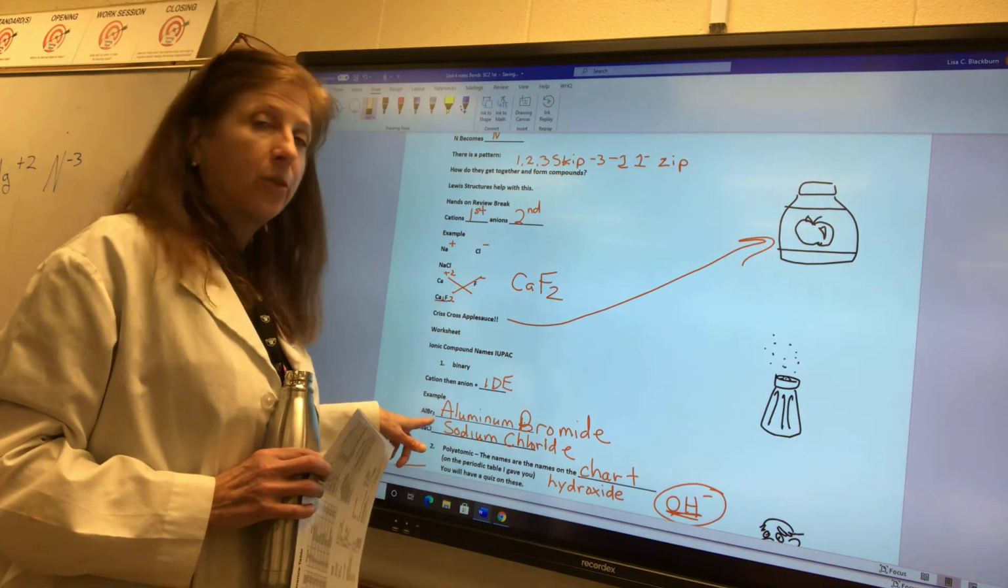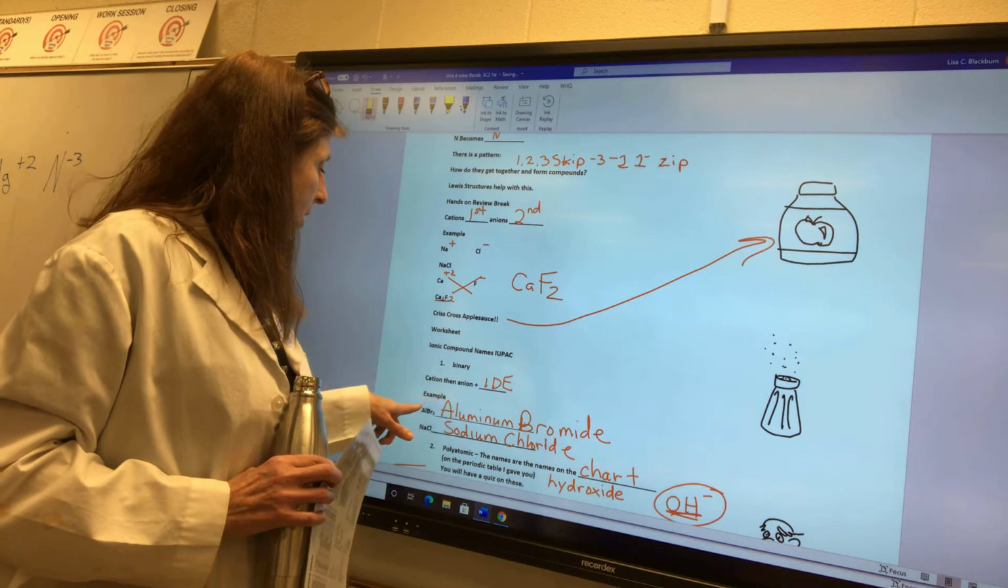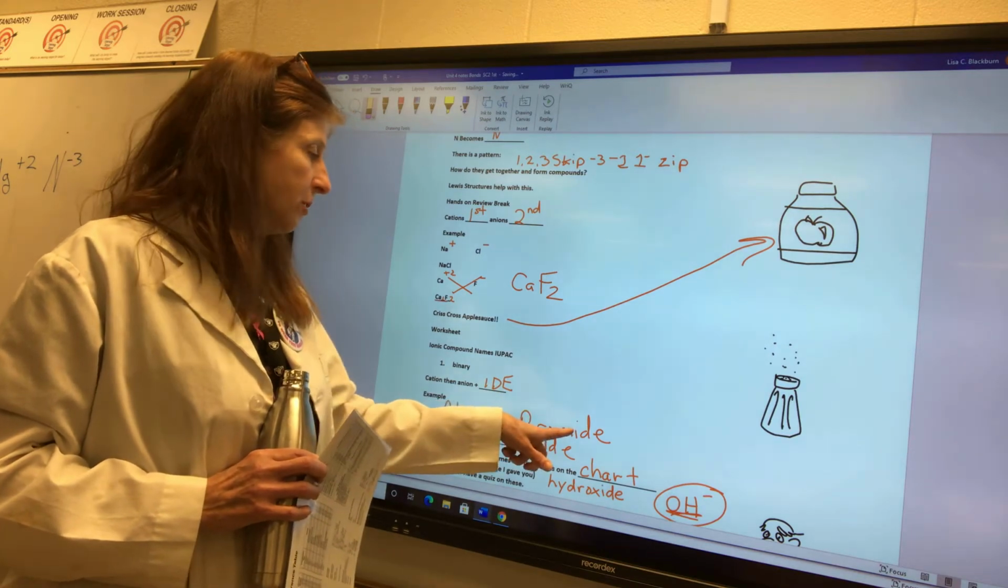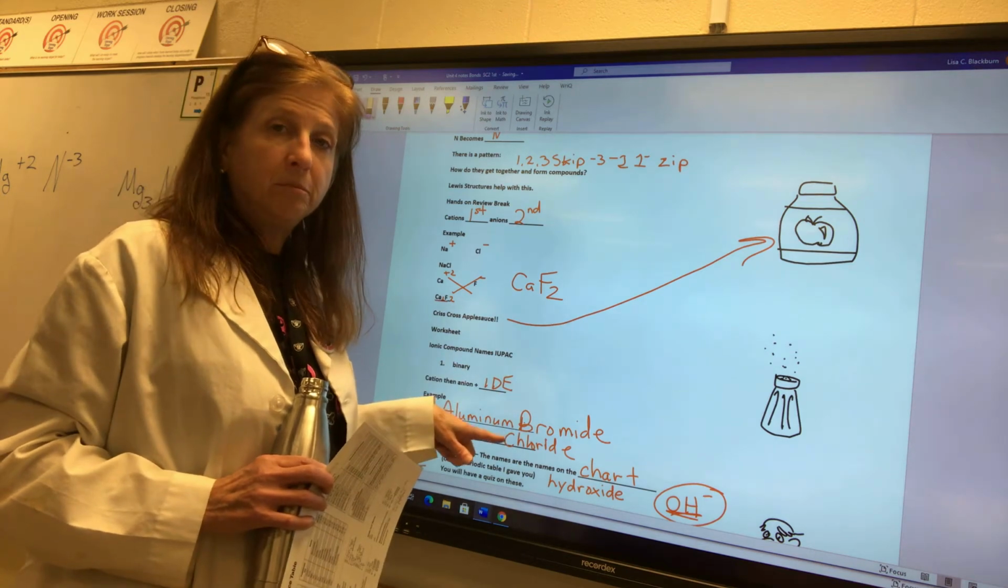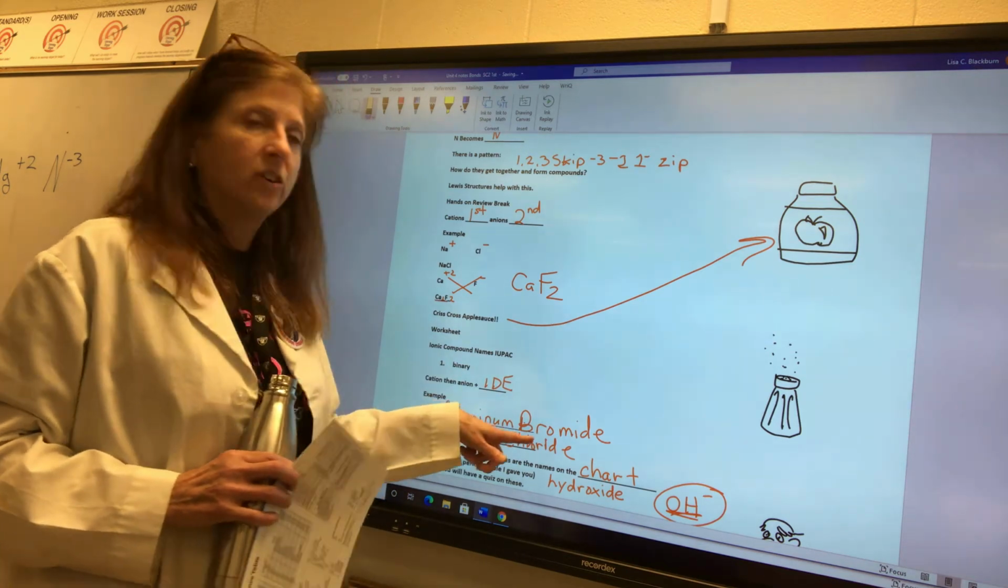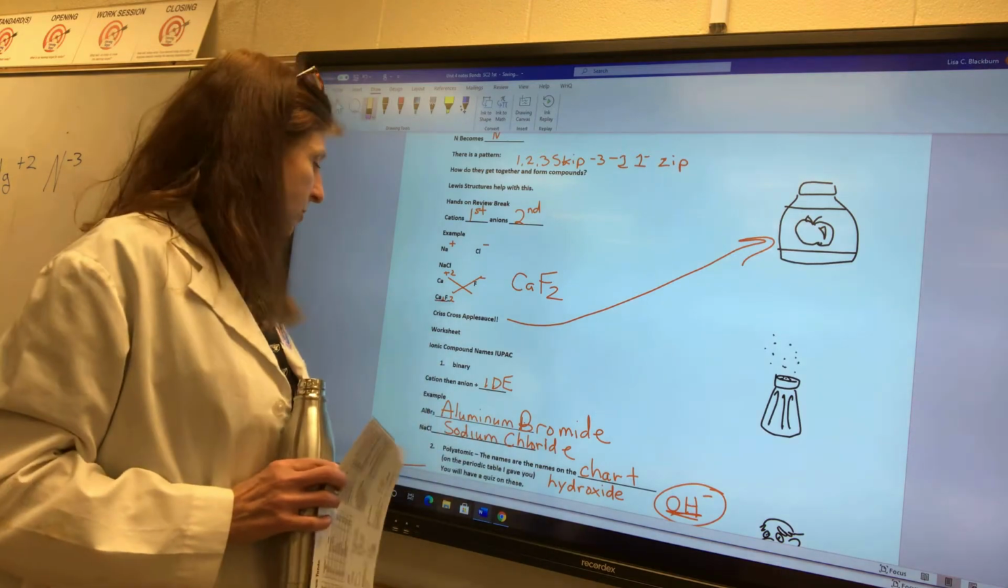Aluminum, AlBr3, aluminum is aluminum. Bromine, you change to bromide, aluminum bromide. NaCl, sodium, name it first, and then it's not chlorine, it's chloride, sodium chloride.